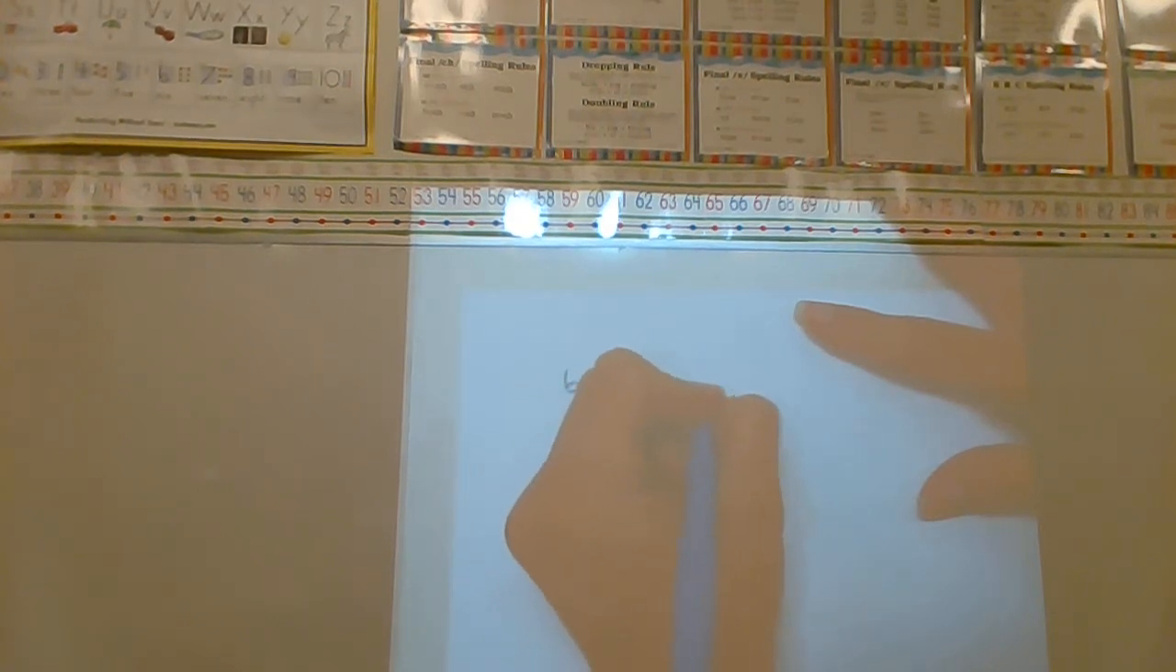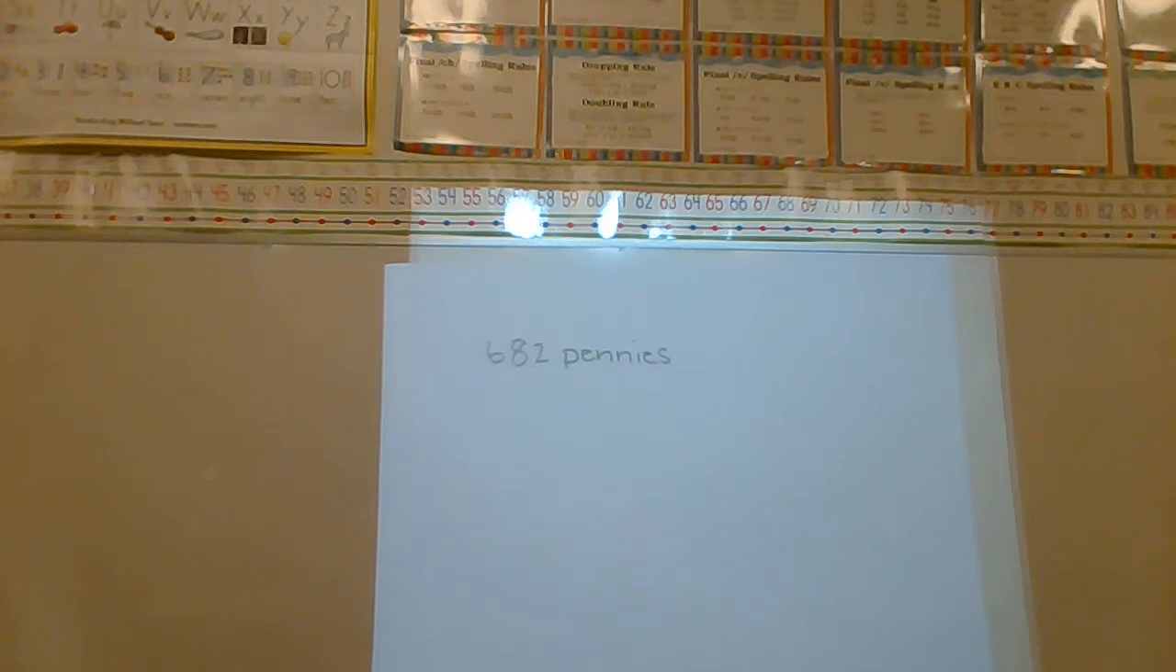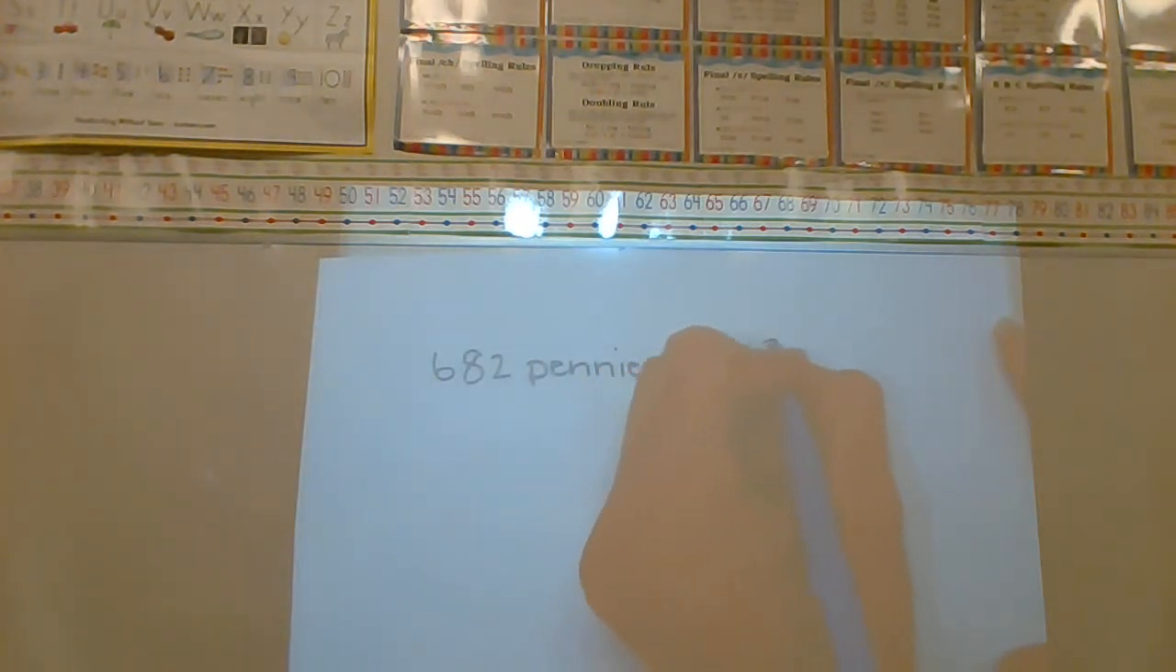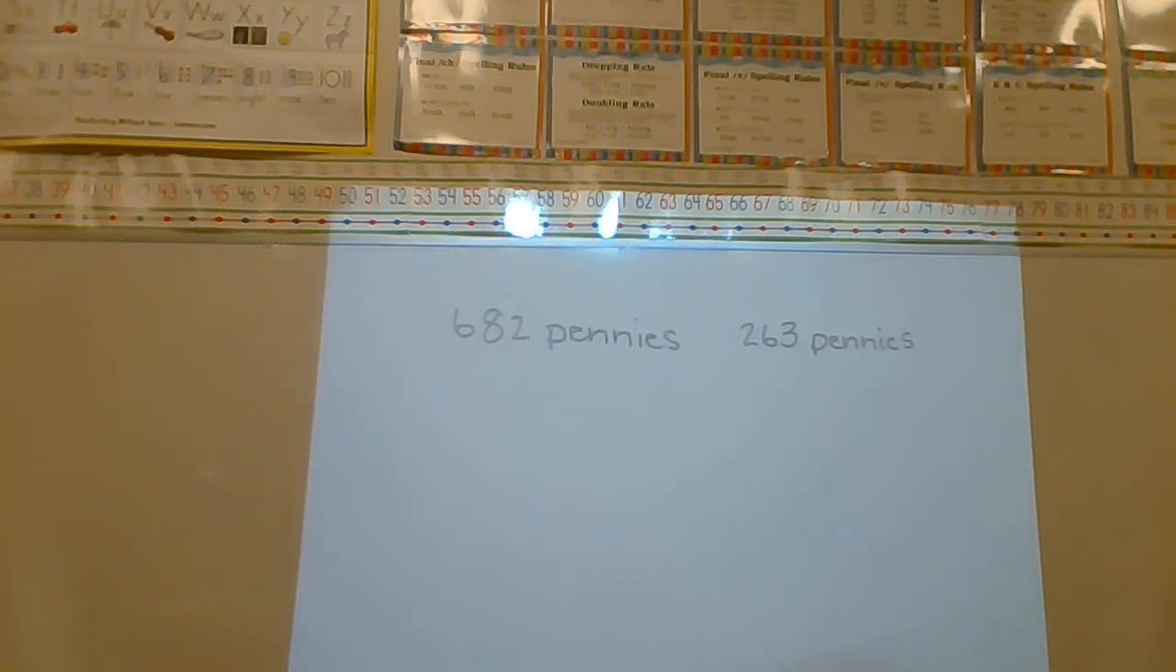What's that? Money. All right. Let's take a look. If I had 682 pennies, and that is a lot of pennies. I'm going to zoom in just a little bit. If I had 682 pennies and I'm going to give 263 pennies to my friend who wants 263 pennies. That's right. If I were going to give those away, how many pennies do you think I would have left?